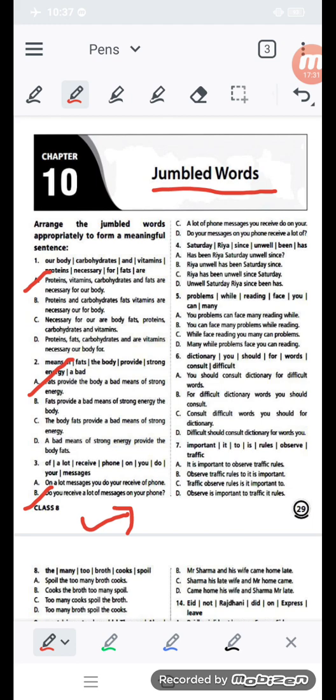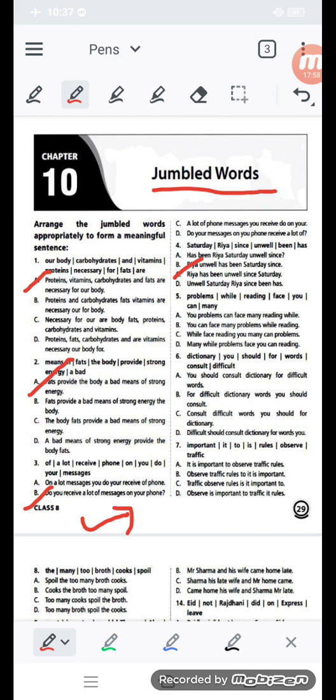Question number 4. Saturday Ria since unwell been has. So let's arrange for it. Has been Ria Saturday unwell since. Ria unwell has been Saturday since. Ria has been unwell since Saturday. So this is one correct. C number.